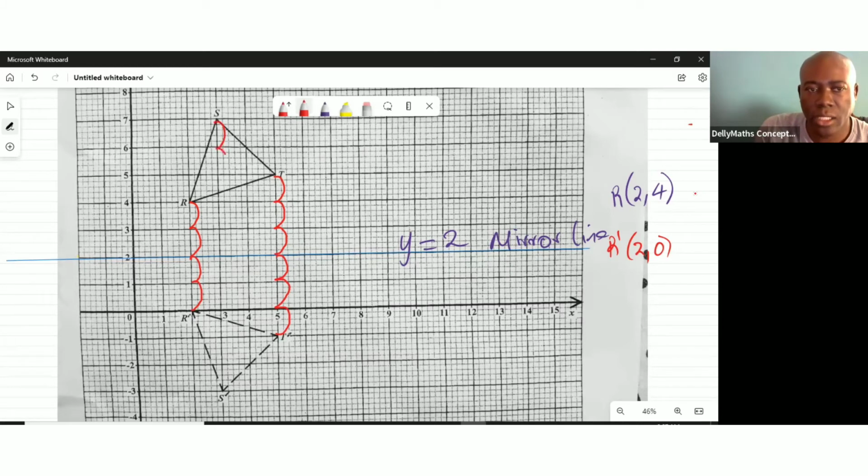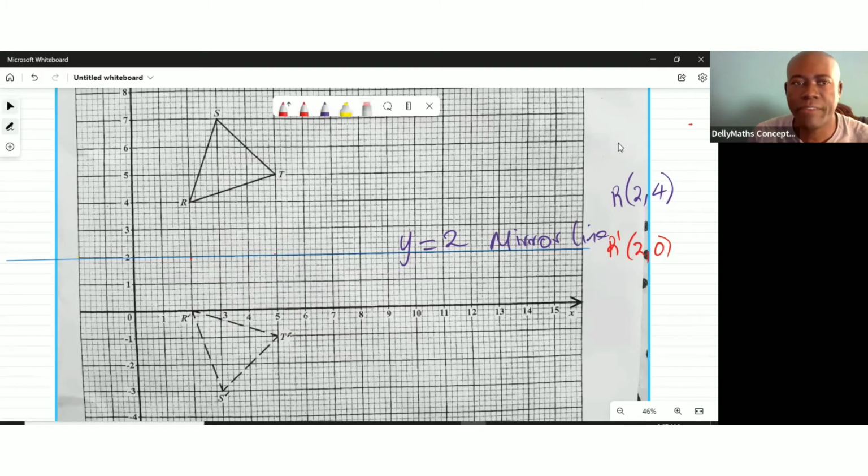S is 1, 2, 3, 4, 5 units above the Y equal 2, which is the mirror. So it's going to fall 5 units below Y equal 2. So it's 1, 2, 3, 4, 5. So we're seeing where everything that we're thinking of is matching up. So we will agree that this is a reflection in Y equal 2.